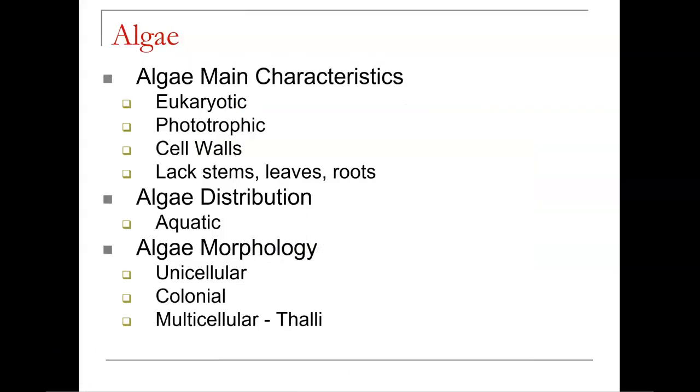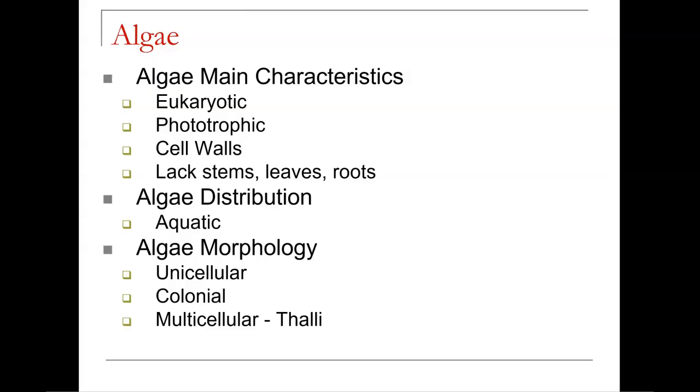Next, we're moving on to algae. Their main characteristics are that they're eukaryotic and they're phototropic. They carry out oxygenic photosynthesis using chlorophyll. They contain cell walls, which are going to be made of polysaccharides of cellulose or agar. They contain quantities of glass or silicon dioxide. They give algae cells their characteristic shape and allow them to live in their hypertonic environments without being damaged. And they don't have stems, leaves, or roots.